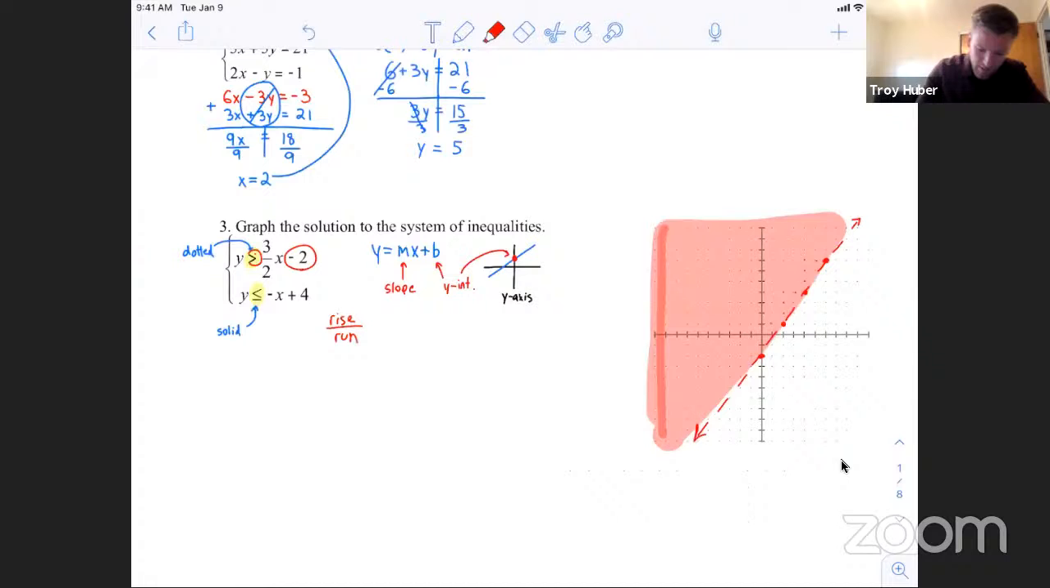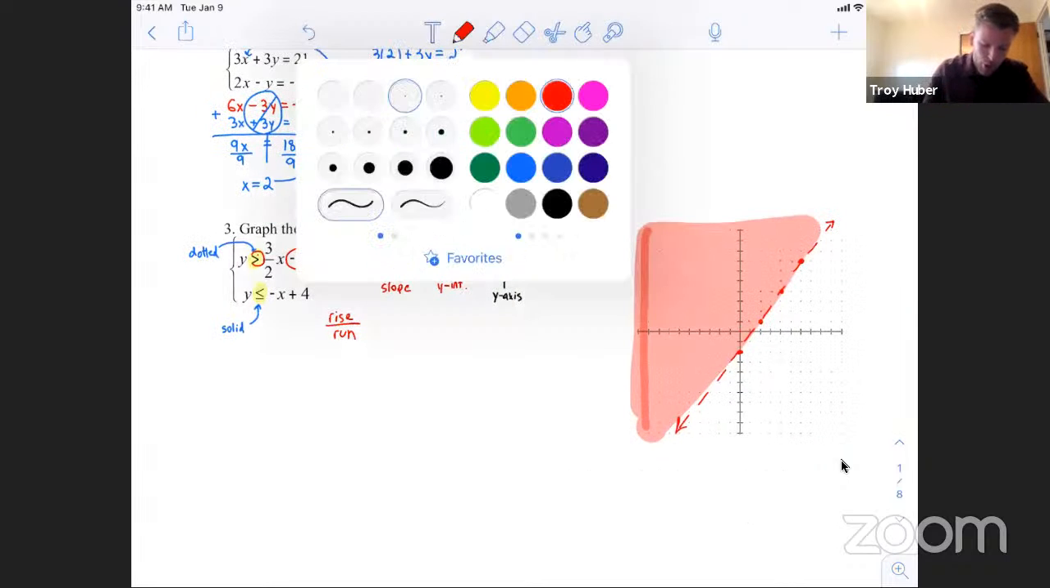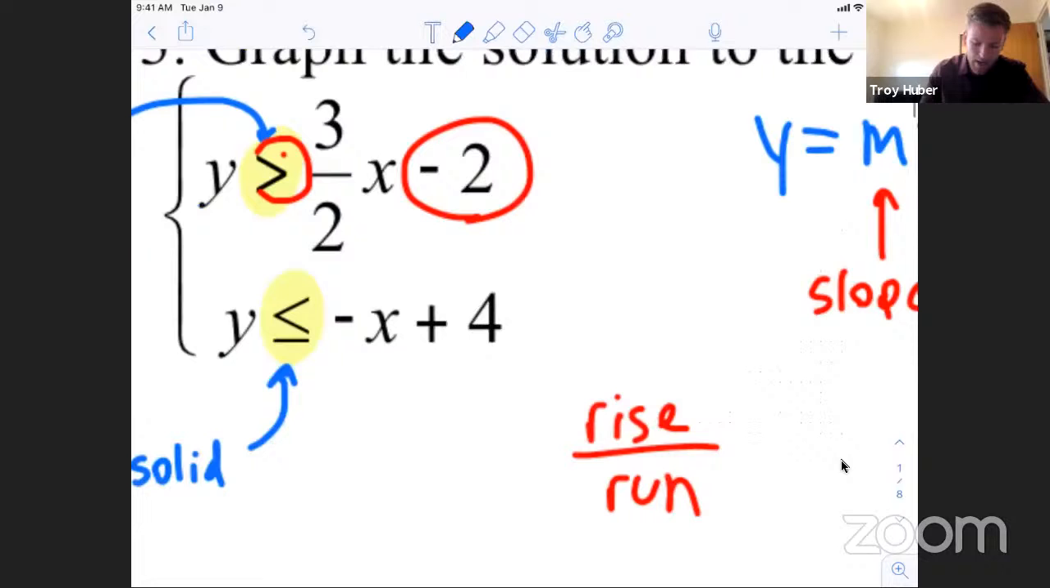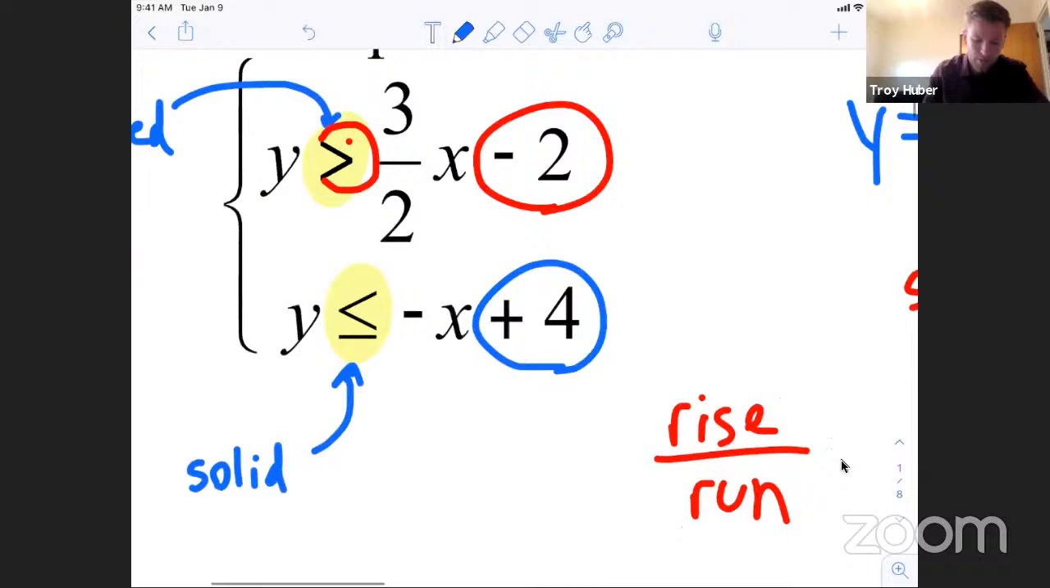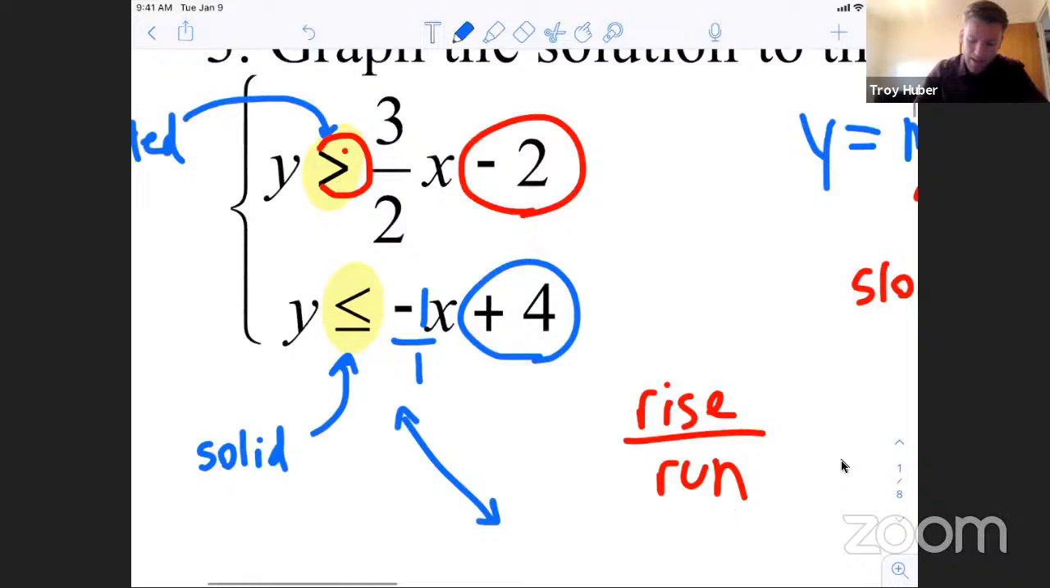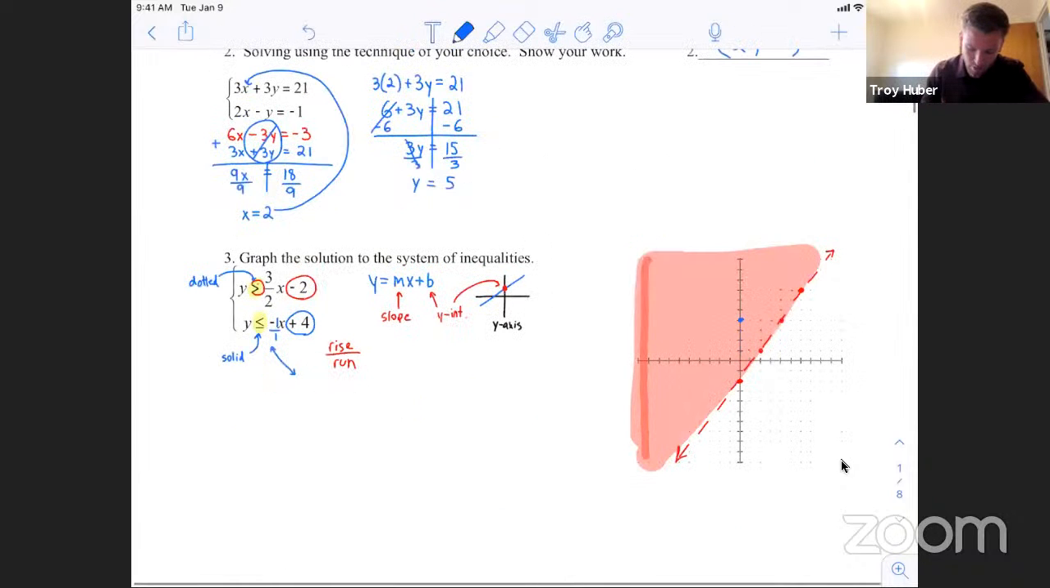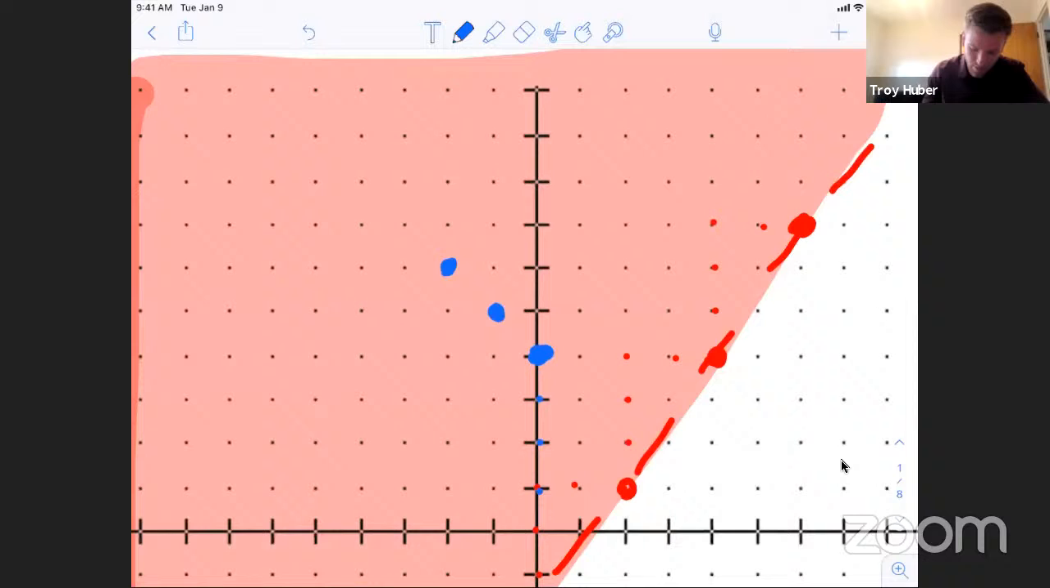Now when I graph my second one, maybe I'll do this one in blue. Okay, I have a y-intercept of +4. 1, 2, 3, 4. And my slope, although we can't really see it, we know it's -1/1. So a negative slope, remember, that's going to go up and to the left. So I want to go up 1, left 1. So up 1, left 1, up 1, left 1.